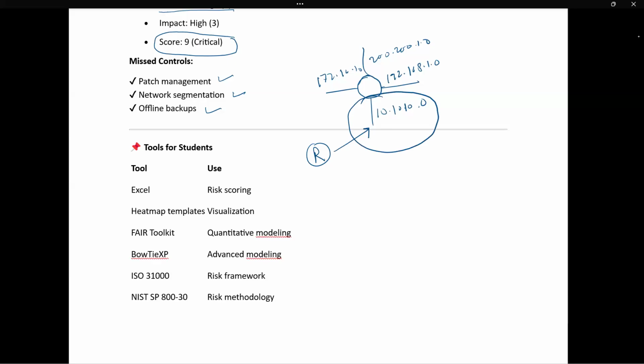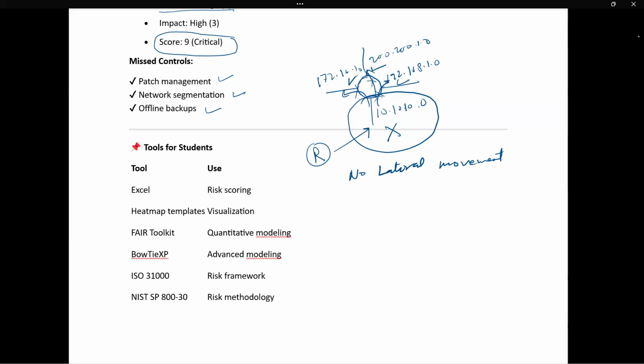But if you have segmentation, like some systems are on this network, some systems are in this network, some in this network, only this particular network would be down, everything else would be okay. That is why network segmentation is required. You are stopping lateral movement here. Lateral movement means even if they get into this network, when they try to go here, they would be stopped. So this is how you can save from infection spreading across your network.